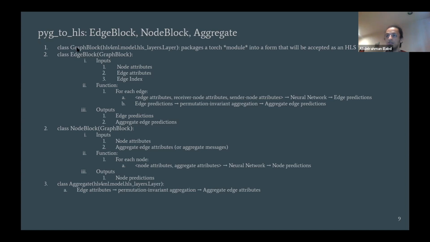And that brings me to this graph block, which is the parent module for edge block and node block. Basically, what this graph block does is it lies to HLS for ML, and tells it that this edge block or this node block is a single layer, because that's the format HLS for ML expects: each thing is just one network layer. This edge block and this node block may in fact be an entire neural network on its own. So graph block handles the alignment.